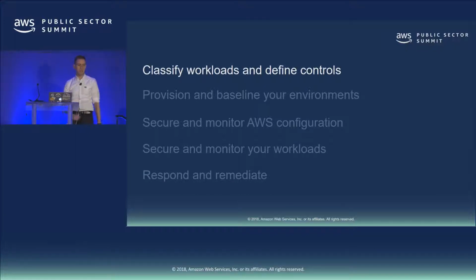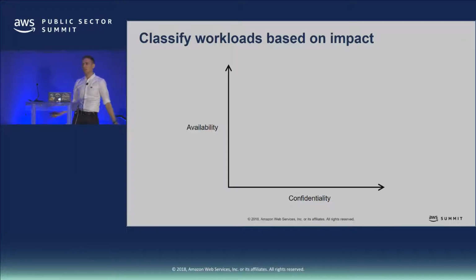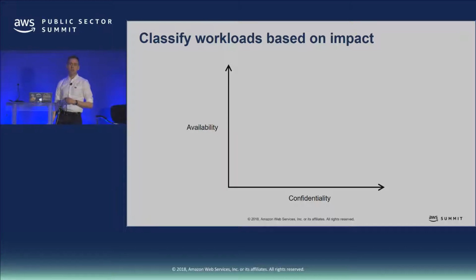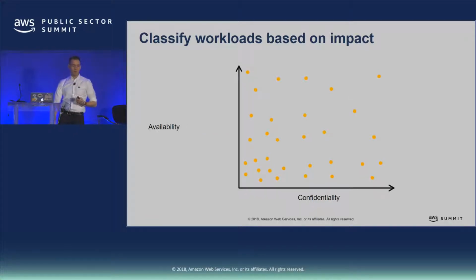So let's start with classifying your workloads. I like to think about, if you're familiar with the federal compliance frameworks, this is a similar concept. Think of 2 axes for the impact of your workload. On one end you have your confidentiality, and on the other end availability. These workloads could be individual applications, they could be individual developer environments. I'm going to advocate for this as the boundary for your AWS accounts. And what you want to do is classify these based on their impact.